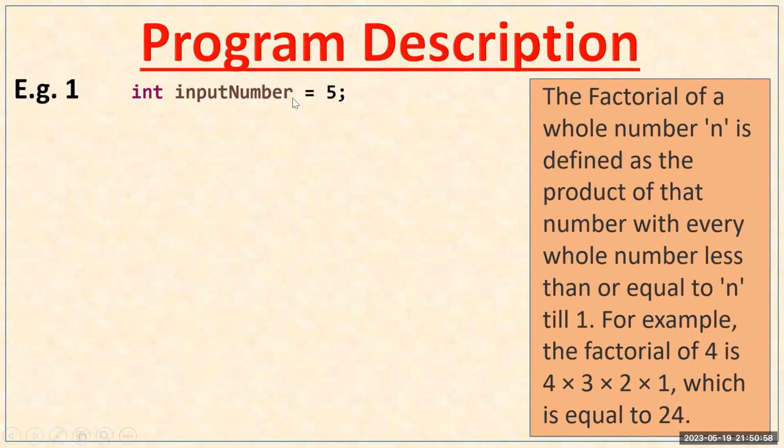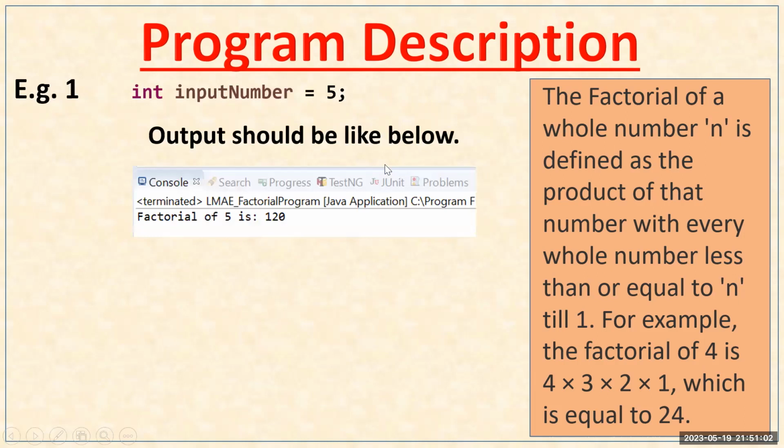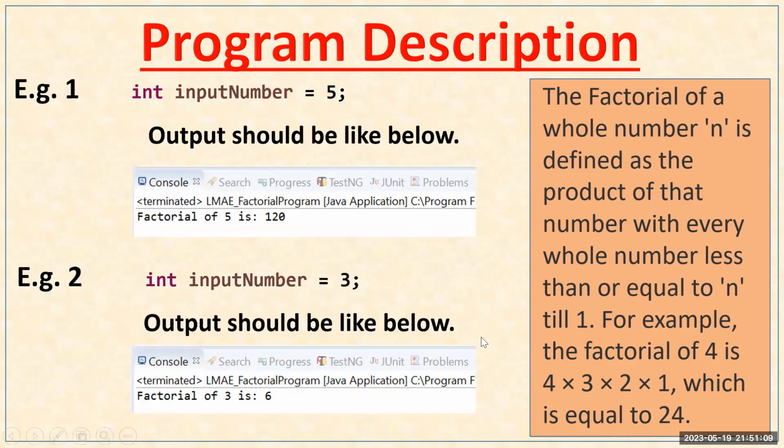In the same way, in your program, if the input number is 5, your output should be 120. Factorial of 5 is 120. And if the input number is 3, your output should be displayed like factorial of 3 is 6. So we have to write a program in such a way. So I'm going to write a program.